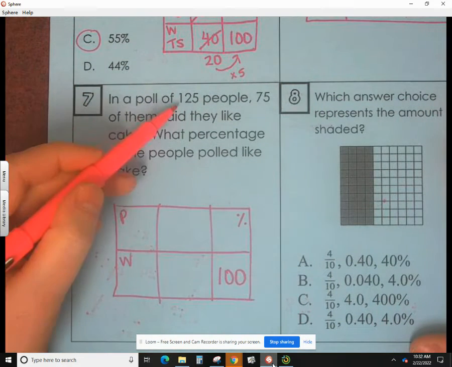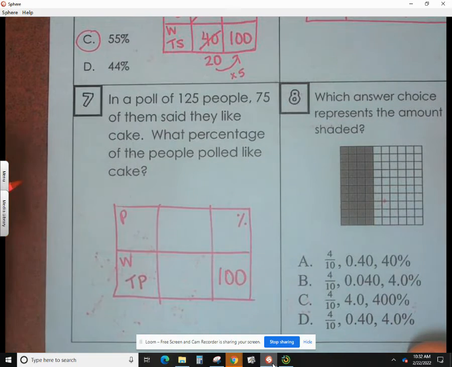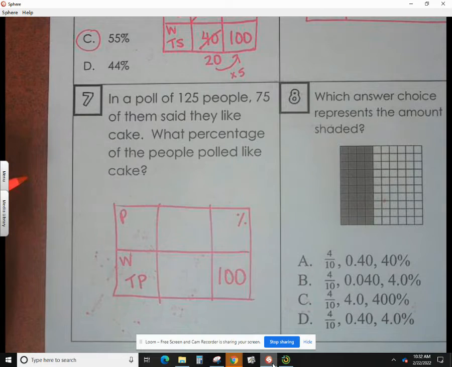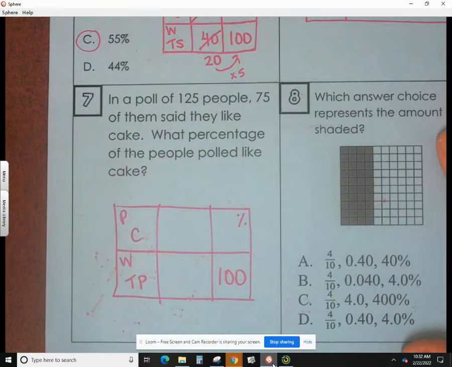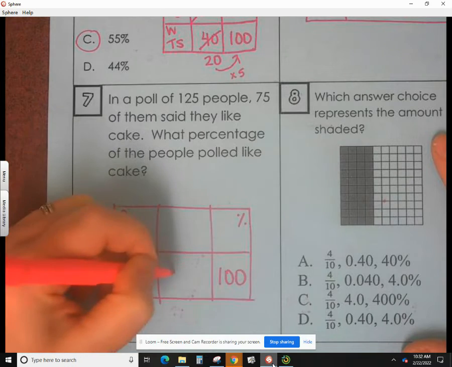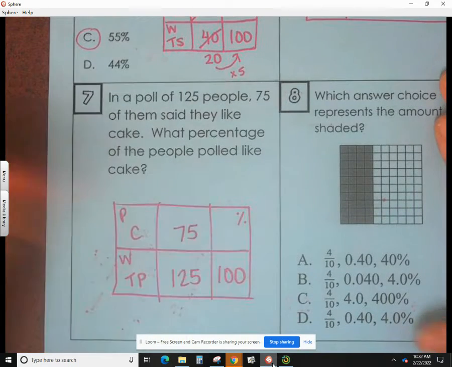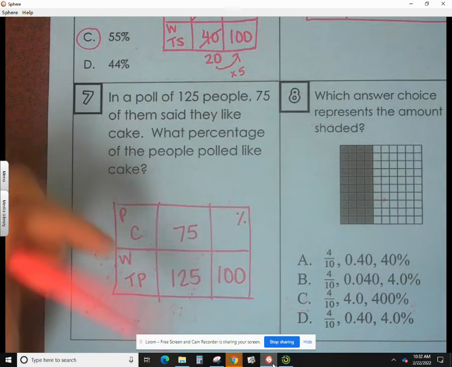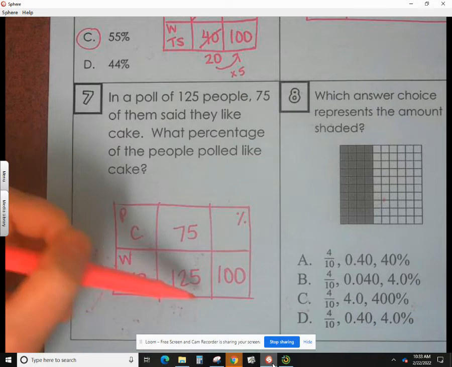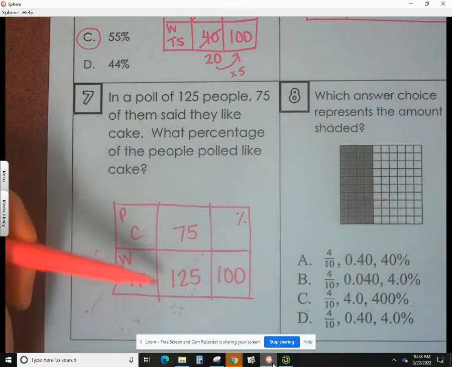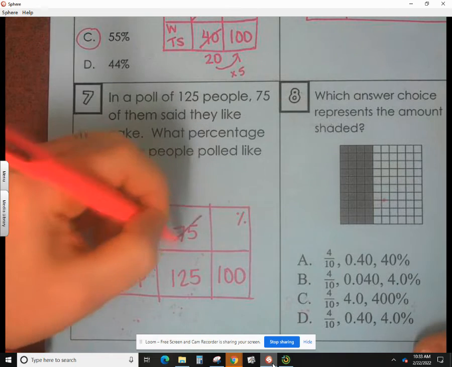Okay, so the poll was of 125 people. So I would put total people or total polled, but they didn't all like cake. Only part of them said they liked cake. Okay, so there were 125 people total and 75 that liked cake. We look for our corner number. It's 125. Can't divide by anything to get 100. Can't divide by anything to get 75. So we're going to have to simplify.